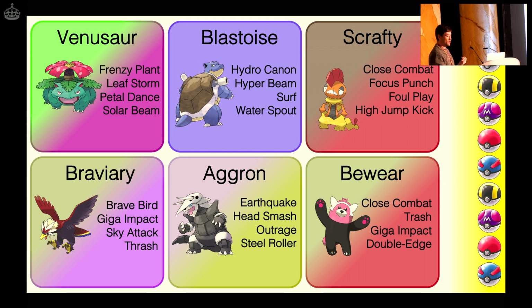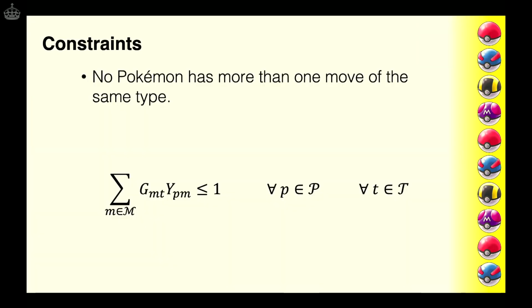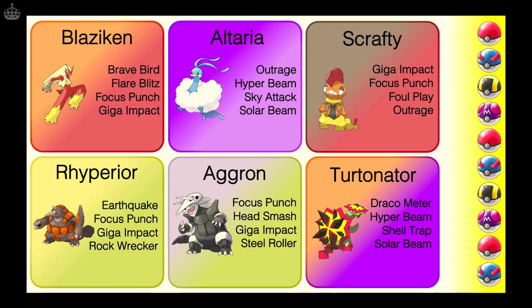So I can refine my model, and I'm going to refine my model by adding an extra constraint, which will say that no Pokemon has more than 1 move of the same type. Rerun the whole analysis again, and I get a different team now. So now I get this team. And I really wanted to show you this, because what that shows to me is that this multi-objective linear program is really taking into consideration the interaction between the two objective functions.